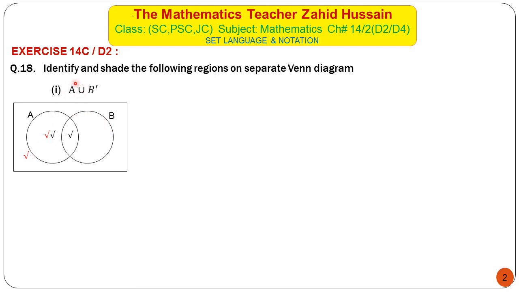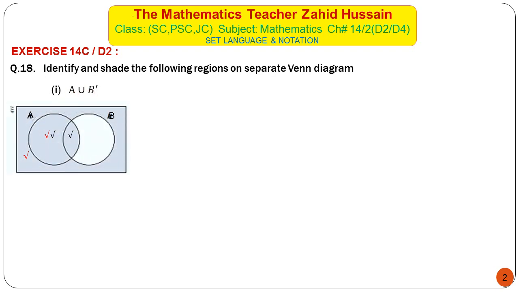Because you are asked to shade the union, union means those regions which have one tick or two ticks. So we will shade this one and this one, all which belong to A or B complement or both A and B complement. So we will shade this.